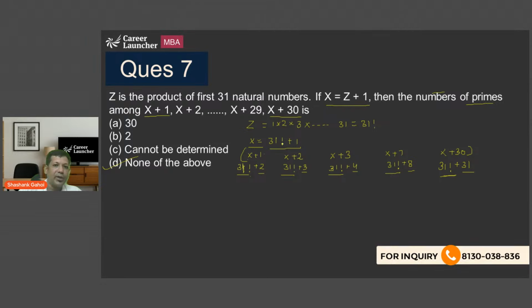So basically, what you are saying is, x itself is this. So x plus 1 is going to be 31 factorial plus 2. This number is a multiple of 2, and this is also a multiple of 2. So the overall number should be a multiple of 2. Make sense? If a number is divisible by 2, it cannot be a prime number. Got it?